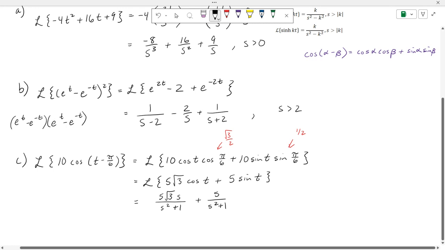So last thing I could do to simplify this, they do have a common denominator, so I can go ahead and write this as a single fraction. I'm even going to factor out the 5. So this is 5 times s root 3 plus 1 over s squared plus 1. And there's no restrictions on the s there, since we'll never have a 0 in that denominator. So those are 3 examples of how you might use a Laplace on some different functions.